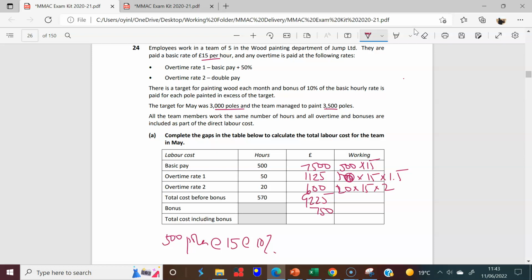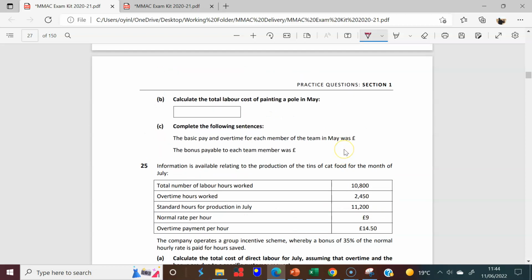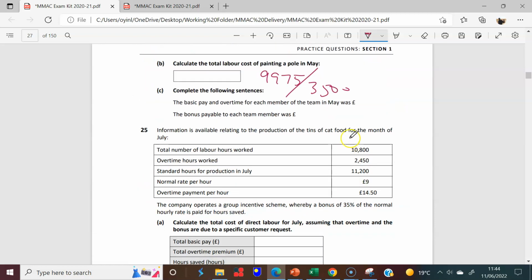So the total cost, 9225 plus 750, is 9975. Right, so you have that at 9975. Calculate the total cost of painting a pole, so that will be 9975. It says the total labor cost divided by the number of poles that were painted, which I believe were 3,500. Yes, there you are. 9975 divided by 3,500 leaves you £2.85.